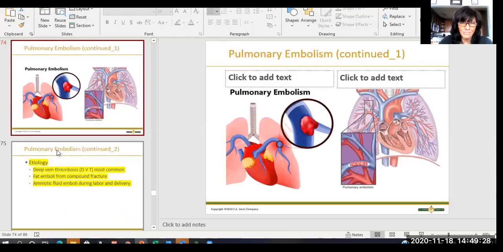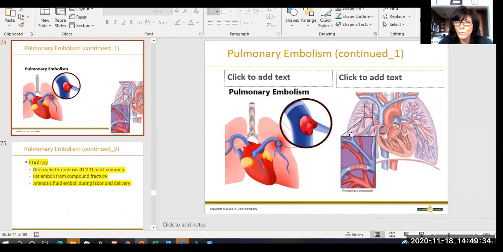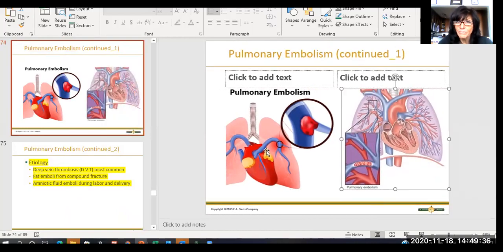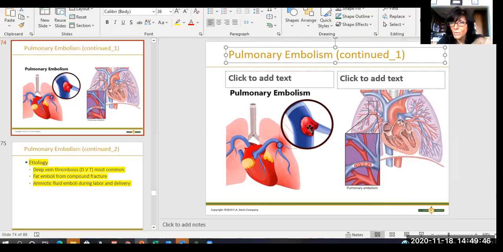Let me show you what I mean. When we look, go here. I don't know why that slide got messed up, sorry. So there is the little bugger. That's the pulmonary embolus.